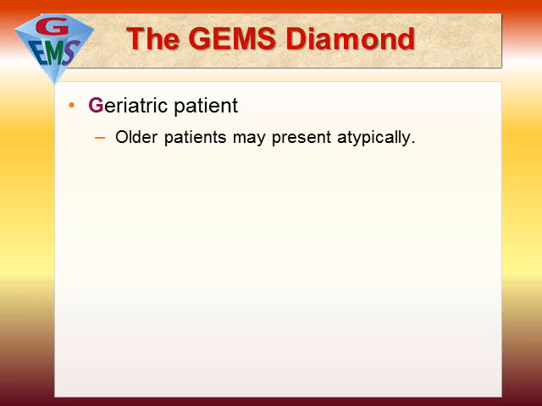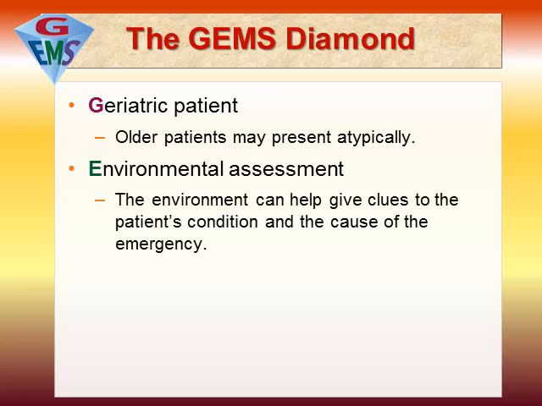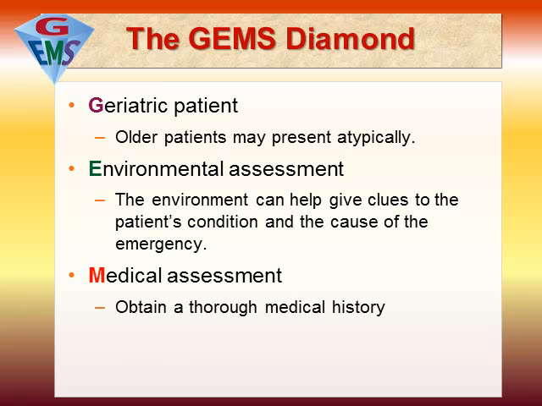We know that older patients have unique presentation and needs of their own. Environmental assessment is E, and environment can give us many good clues as to the patient's lifestyle and underlying condition. Medical assessment is particularly key in the geriatric patient. Part of getting a good medical history will also include going through their medications and knowing what they have access to, prescribed to, what they use, and what the purposes of those medications are.